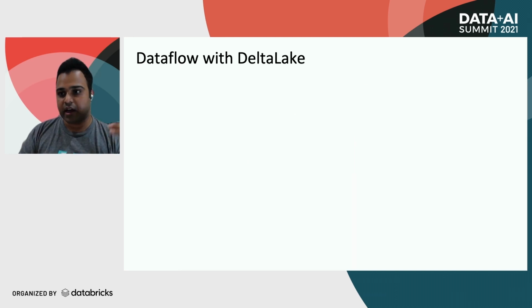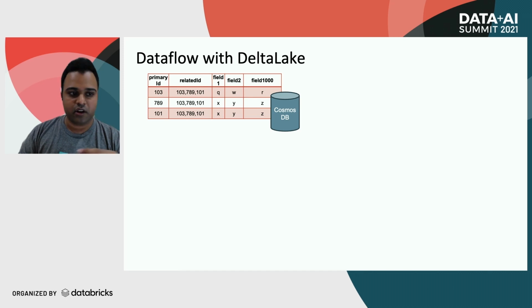So let's look at how this flow will look. Right? We have the familiar table that we saw earlier with the primary ID, related ID, and all the fields residing in the hot store.